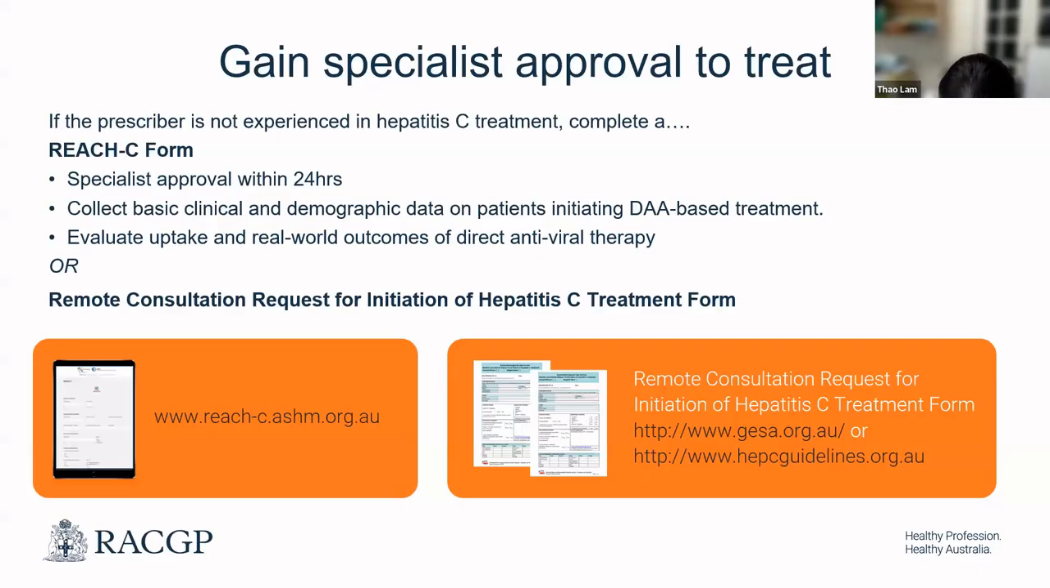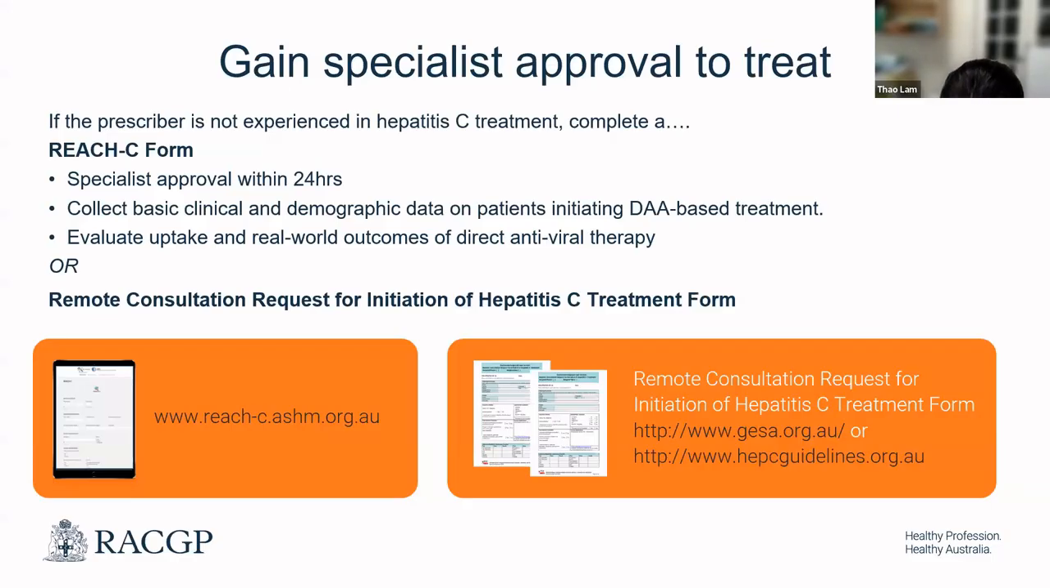Okay, so doctors who are not experienced in hepatitis C treatment can obtain specialist approval to initiate Hep C therapy by completing the online RICH-C form that you can see there. The turnaround time for specialist approval is generally about 24 hours. The RICH-C is a national study so that medical practitioners in all states or territories can complete the online form and gain specialist approval. By completing this online form, the medical practitioner is given approval for the de-identified data to be collected for the RICH-C study.